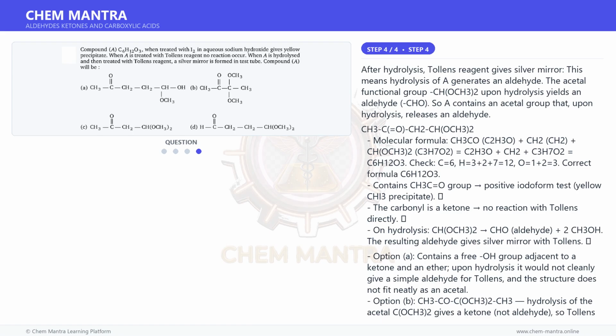Option D, HC=O CH2 OCH3, contains an aldehyde directly, so Tollens reagent would react without hydrolysis, contradicting the observation of no Tollens reaction before hydrolysis. Also, no methyl ketone means no iodoform test.